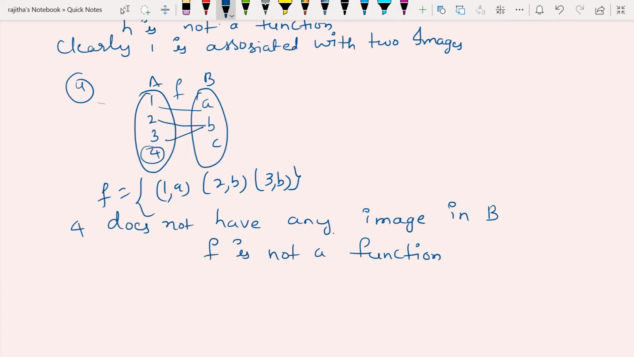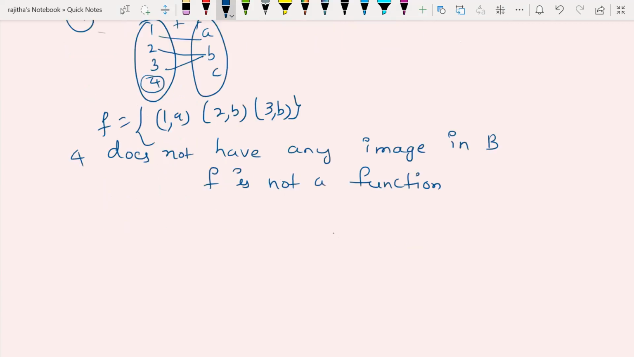So clearly, I hope you understood the function. What is the actual definition of a function? A function is nothing but every element in A is associated with a unique element in B. Next, some important points I'm discussing.